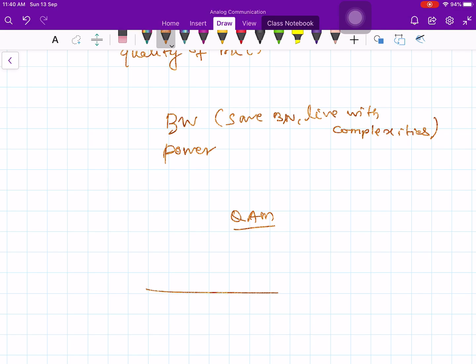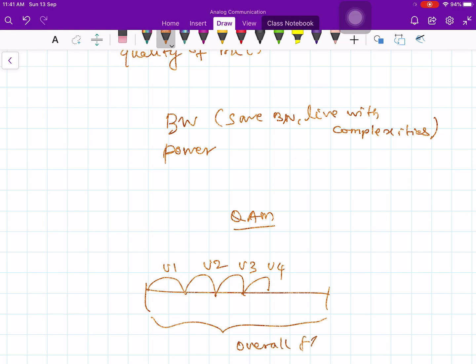Suppose you have a large bandwidth like this, and you want to send many signals. So you give this bandwidth for user 1, this bandwidth for user 2, this one for user 3, user 4, and like that you can keep on sending data. You have a large number of messages, U1, U2, U3, U4, U5, and you want to send them through some overall frequency band. So you are dividing the frequency band into subbands like this. In fact, this is called frequency division multiplexing.